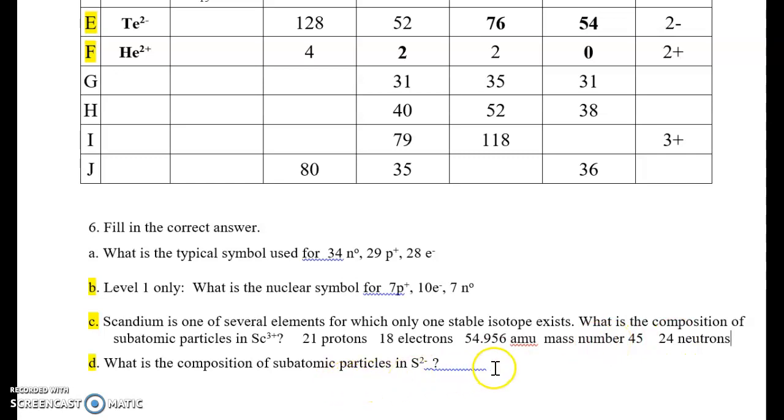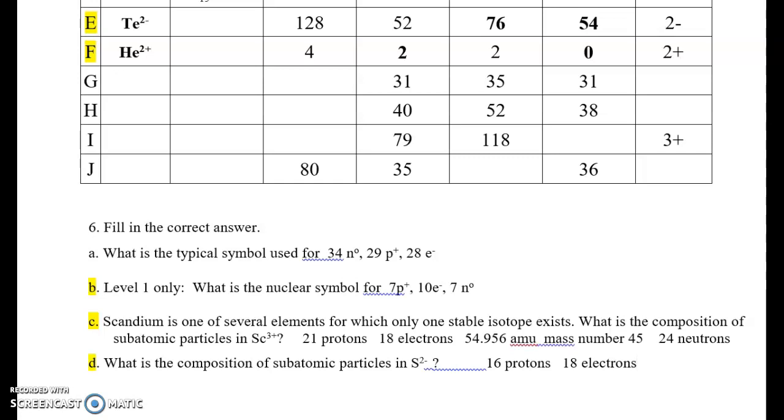D looks similar. Okay, it gives you the charge of an ion. And again, you can look up sulfur on the periodic table. It's element 16, so it's 16 protons. In this case, it has a 2 minus charge, remember, which means 2 extra electrons. They're the negative particles. So it must have 18 electrons. Right? And then we go for the mass number. For the number of neutrons.